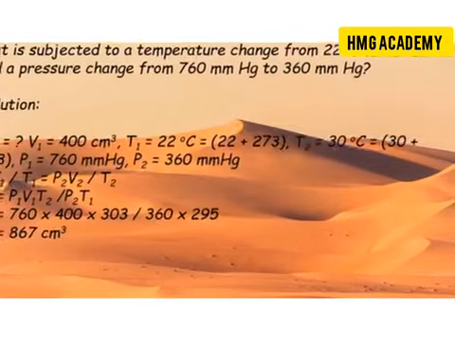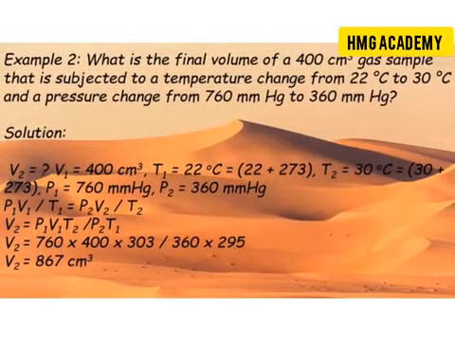Example 2. What is the final volume of a 400 cm cube gas sample that is subjected to a temperature change from 22 degrees Celsius to 30 degrees Celsius and a pressure change from 760 millimeter mercury to 360 millimeter mercury? Solution. First, we bring out our data.